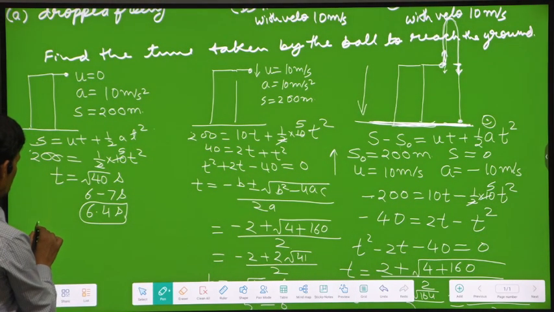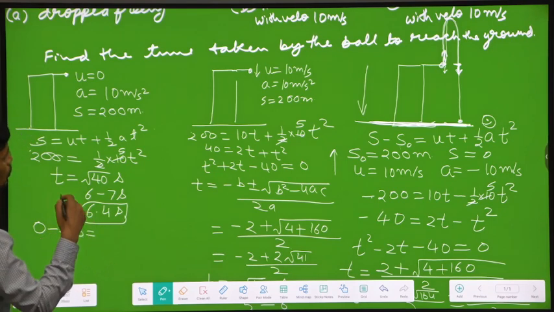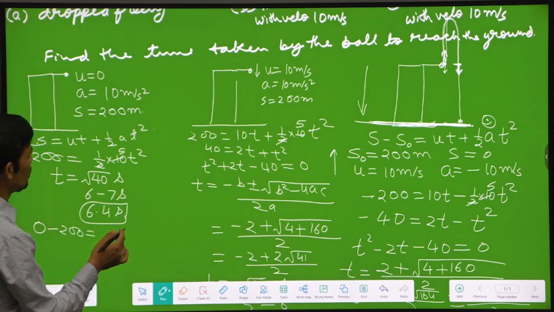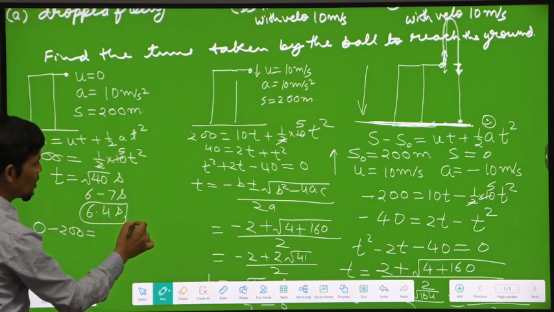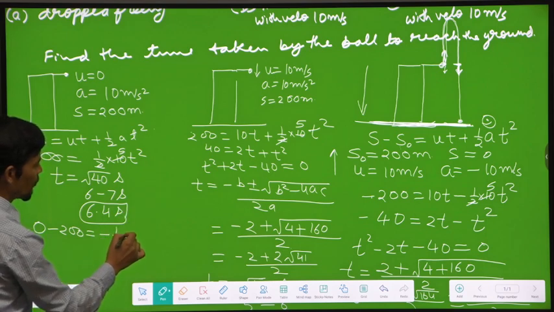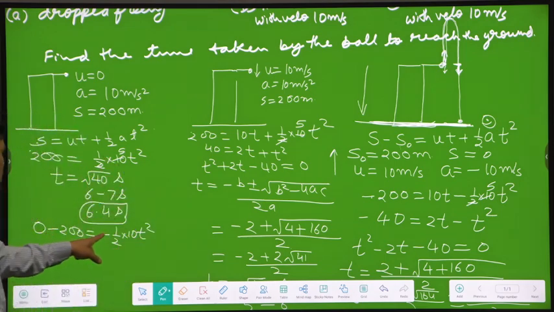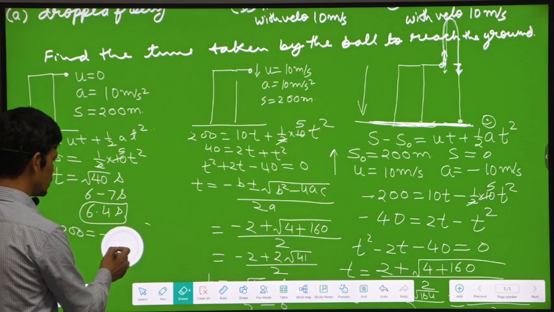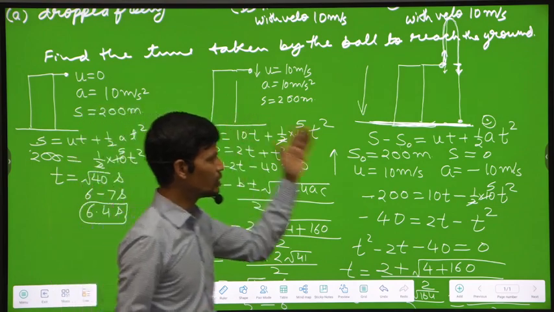Then S is 0 minus S naught, which is 200, equal to U is 0. The UT part will be removed, half, and then acceleration would be negative, so minus half 10 t square, because it is downward. Now negative negative will get cancelled, and we will again get the same term. That is why you can follow this standard method.